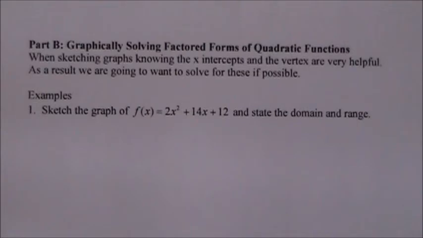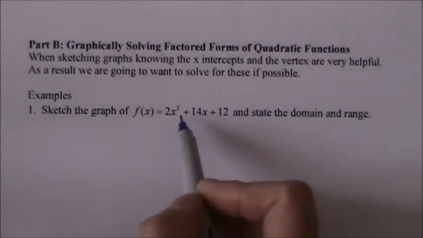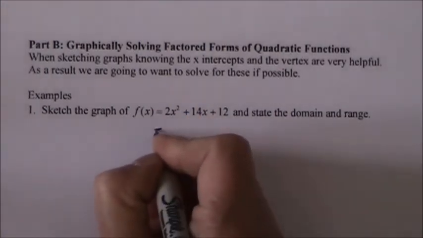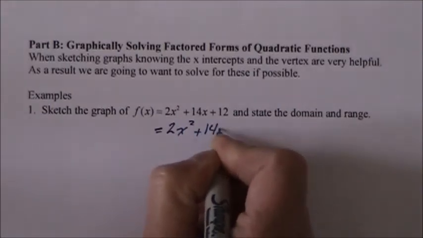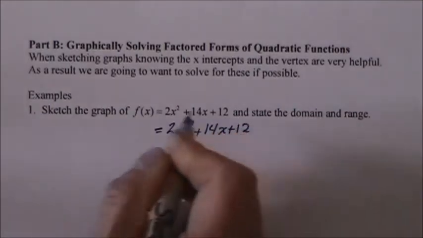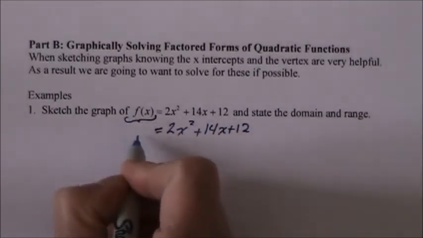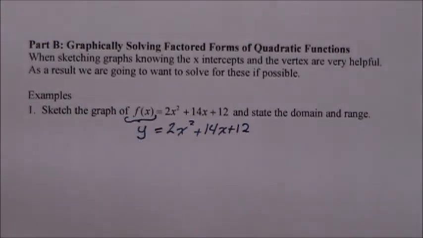Example 1 says sketch the graph of f of x is equal to 2x squared plus 14x plus 12. State the domain and range. So if we look at it, we've got our x's. This side of the equation would be 2x squared plus 14x plus 12, and on this side, that's in the same position as our y. So that f of x would be like our y.